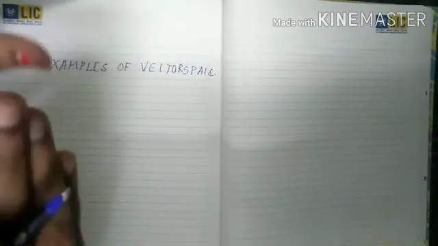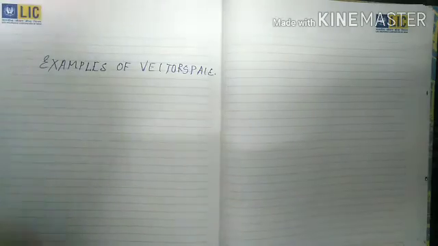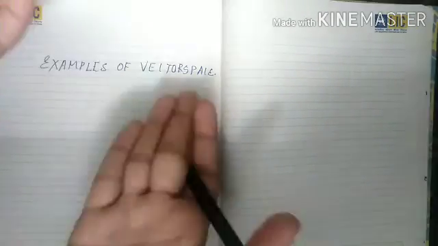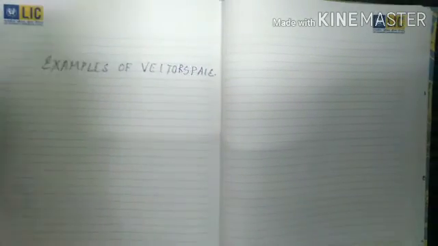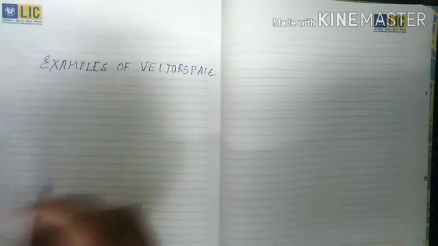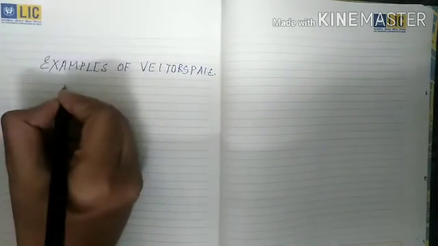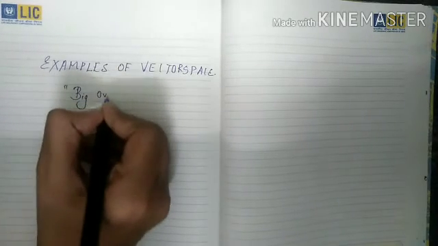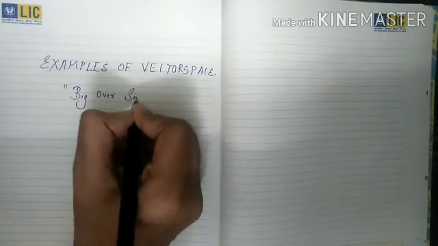There is an easy way to write the examples of vector space. Otherwise, we need to learn the examples of vector space by heart. But this is a very easy method. That is, just remember the words: big over small.